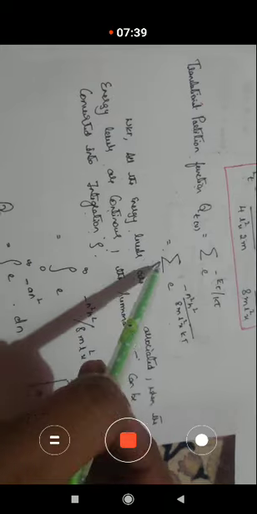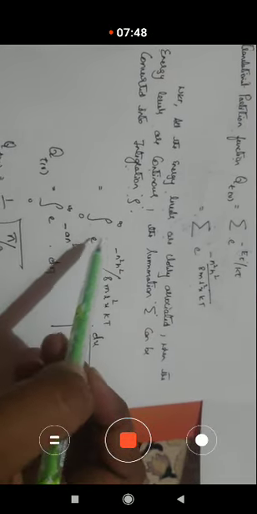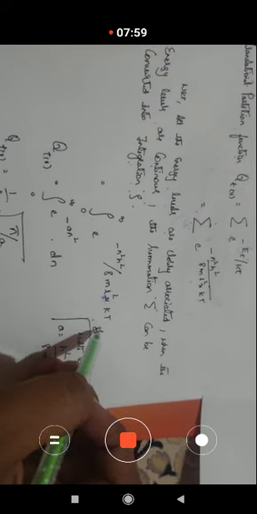You know that the energy levels are closely associated with each other. When the energy levels are continuous, the summation can be replaced by the integration. Why? When the energy levels are closely spaced, they are effectively continuous, therefore the summation can be replaced by the integration. Therefore, the integral from 0 to infinity of e to the power of minus n square h square divided by 8 m lx square kt into dx.